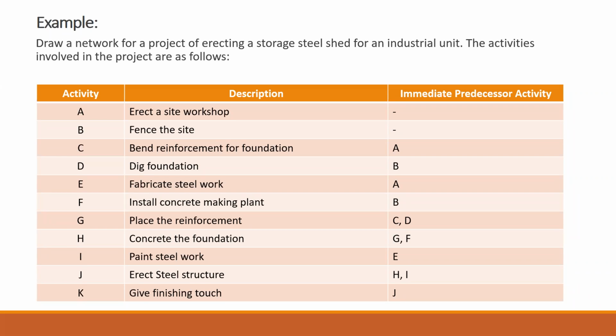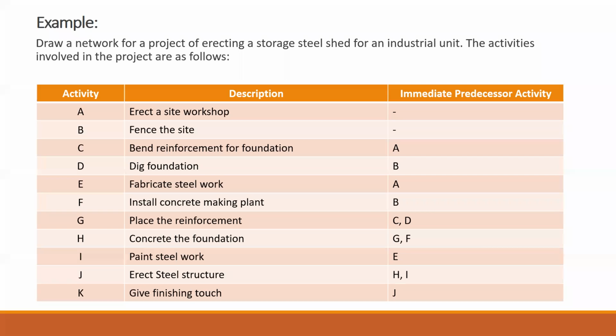Next is your C, which is having an immediate predecessor as A. Then D, big foundation, having predecessor B. E for fabricate steel work, which is having a predecessor E for F.